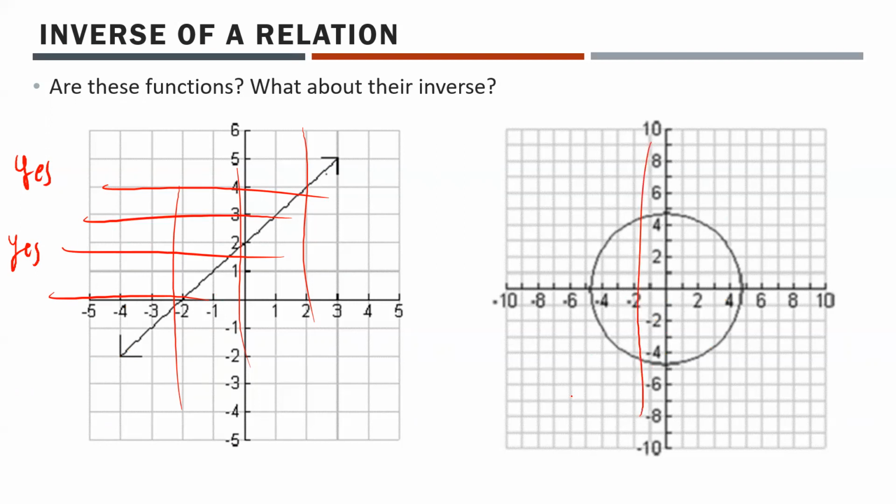What about this graph, this circle? Well, it fails the vertical line test. If you drew a vertical line, it passes through more than once. So this one is no. What about its inverse? The inverse of this function is not a function because if we drew much better horizontal lines than that, that's a little bit better.